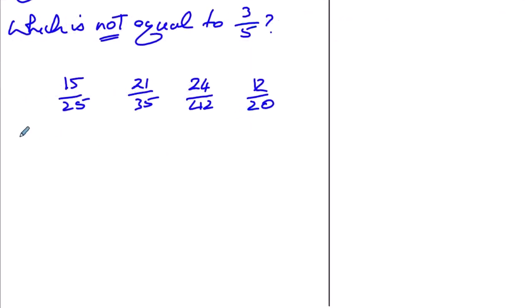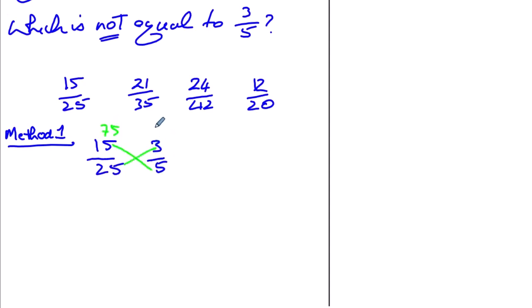If we use the last method we just did, which was cross multiplying, take 15/25 and 3/5. Cross multiply: 15 times 5 is 75. 25 times 3 is 75. 75 equals 75, so these fractions are equivalent. Take the next one, 21/35 and 3/5. 21 times 5 is 105. 35 times 3 is 105. 105 equals 105, so these fractions are equivalent.